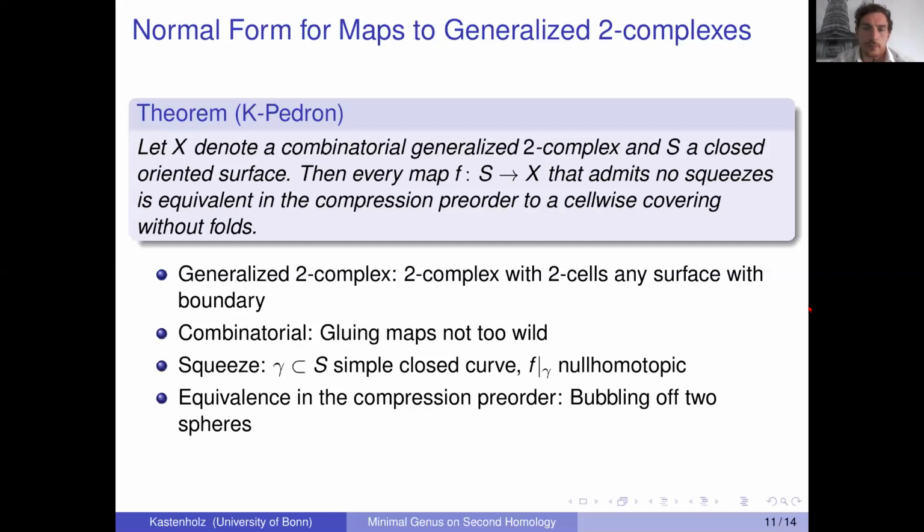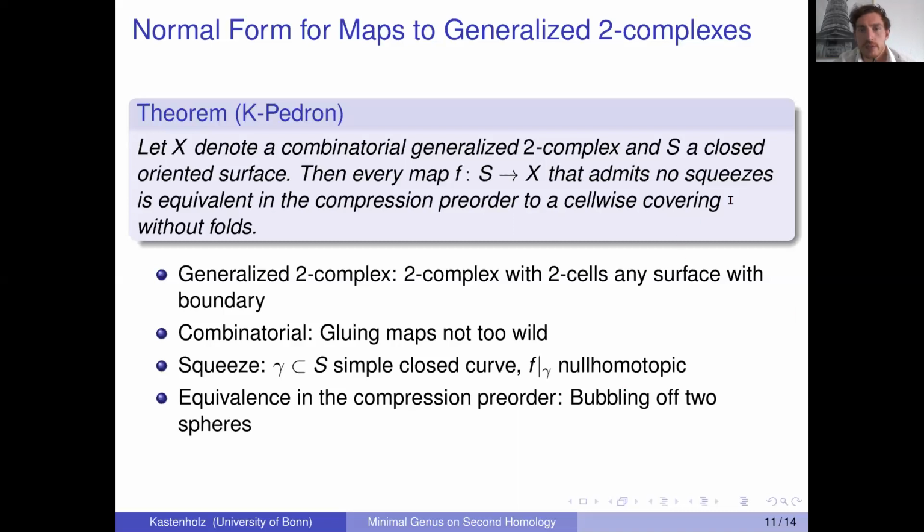The other reason why we have to bubble off two spheres has to do with the fact that branch coverings over two spheres are more restricted than branch coverings over surfaces of higher genus. So for example, the branching set has to be more restricted and stuff like that. And all of these two facts together somehow produce a lot of issues. So we need to be able to bubble off two spheres.